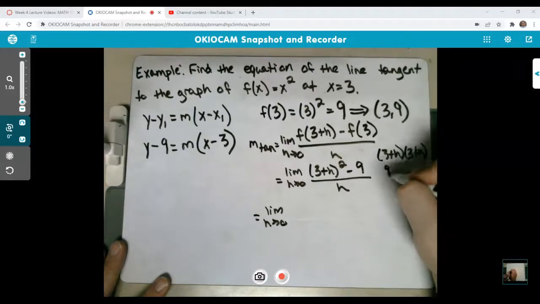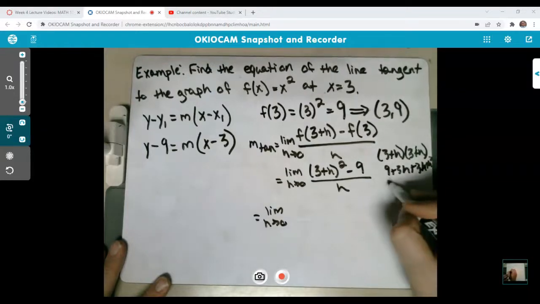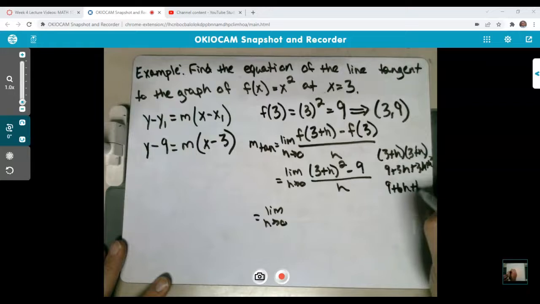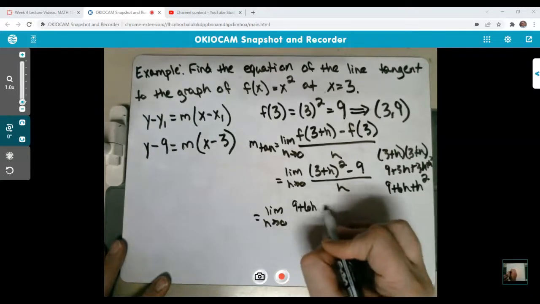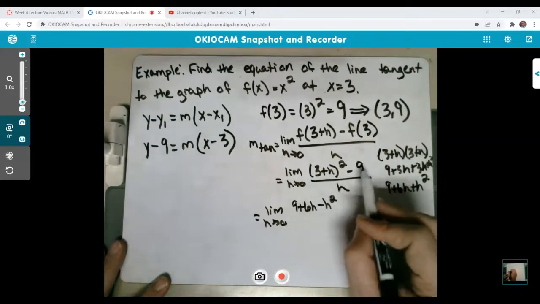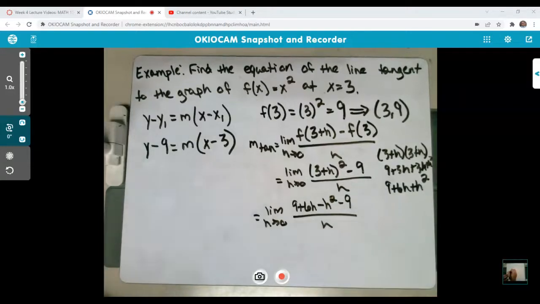3 times 3 is 9. 3 times h is 3h. h times 3 is 3h. h times h is h squared. So you get 9 plus 6h plus h squared. So now I have 9 plus 6h plus h squared, but then I still have minus 9 all over h.